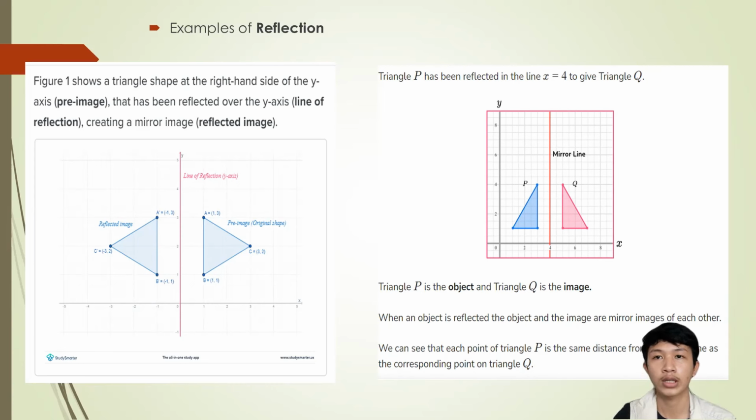Another example is triangle P that has been reflected in the line x equals 4 to give triangle Q. So triangle P is reflected to triangle Q, with the same distance and same position.